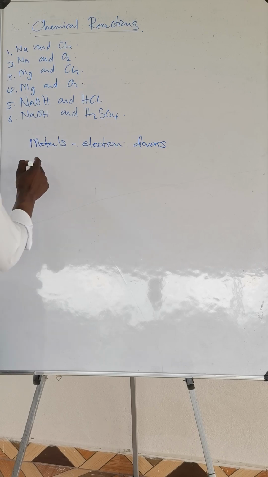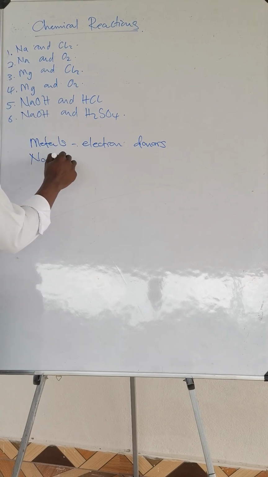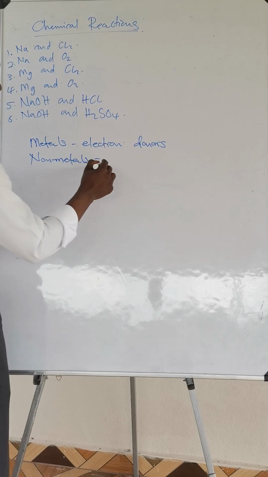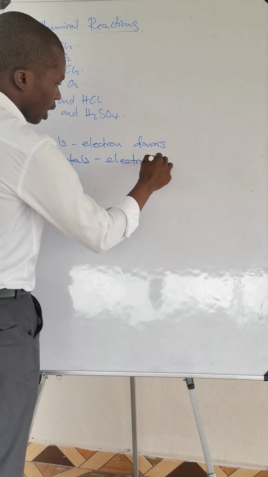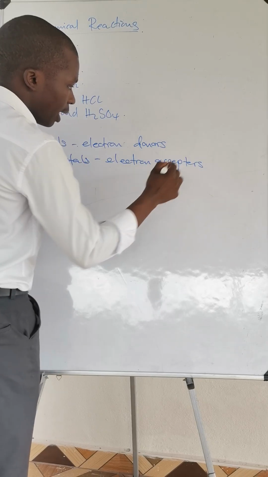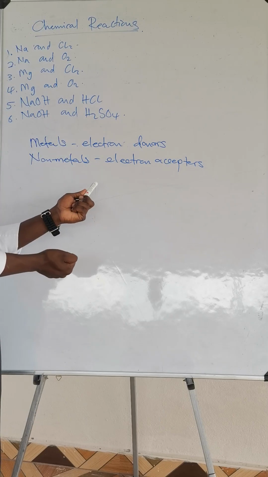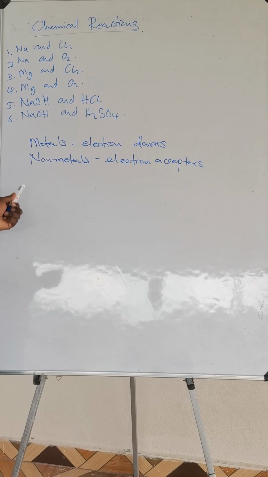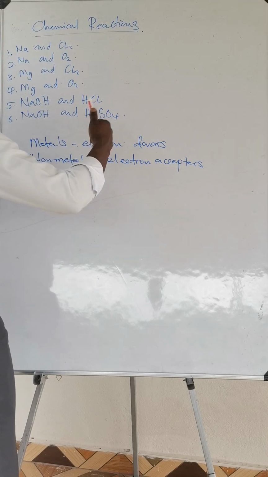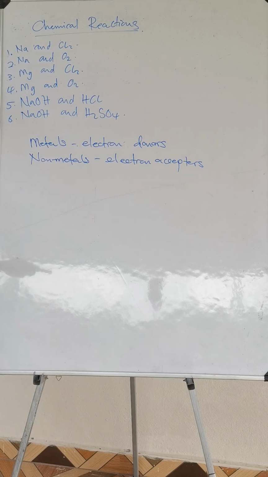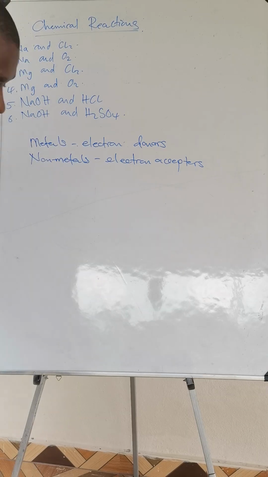Again, non-metals are called electron acceptors. It means whenever non-metals react, they react by accepting electrons. All these are ionic bonding or ionic reactions. So they react by gaining or accepting the electron from metals. I treat this one as boys and this one as girls, because boys donate and girls accept. Okay, so let's move ahead.